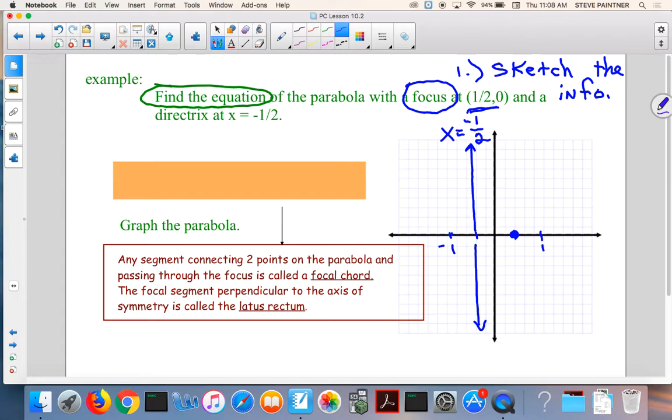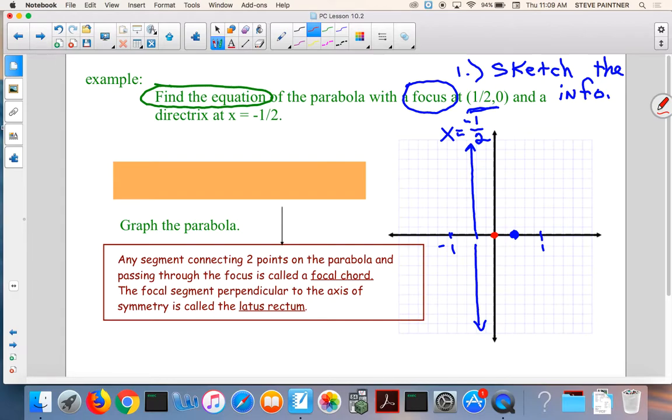All right. Okay. At this point, what's the vertex? Why is it 0, 0? Yeah, it's in the middle. It's dead center. The vertex is dead center between the focus and the directrix. It's got to be dead center. It's the midpoint.